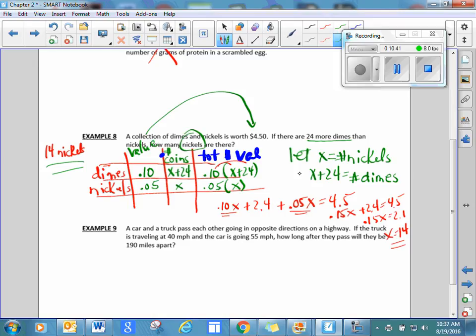Now, if you want to check your work, then obviously you'd go back and figure out, well, 24 plus 14, that's the amount of dimes, and you'd calculate the value and make sure you get back to $4.50.